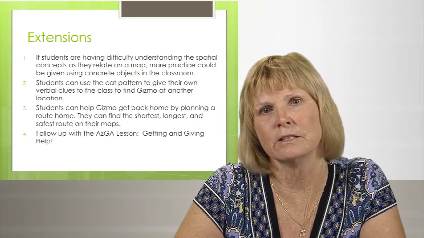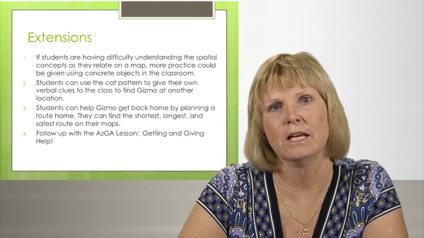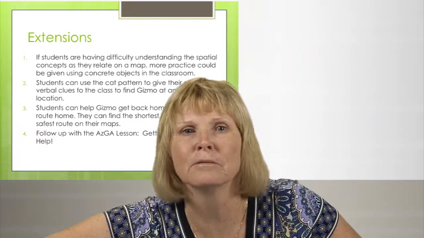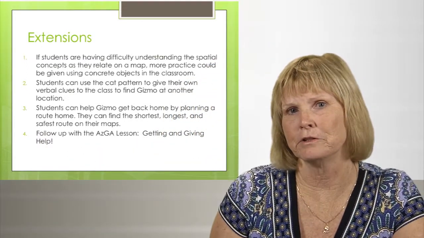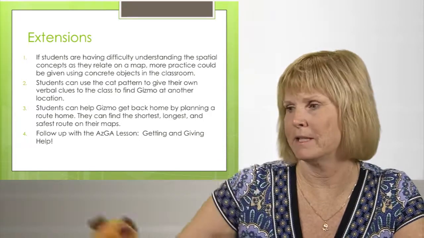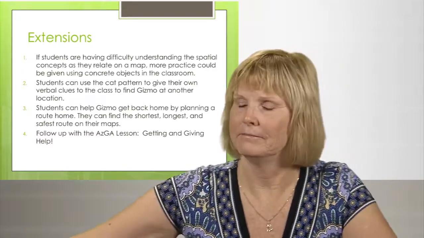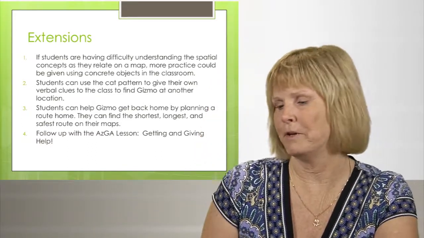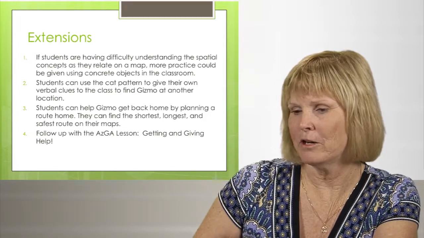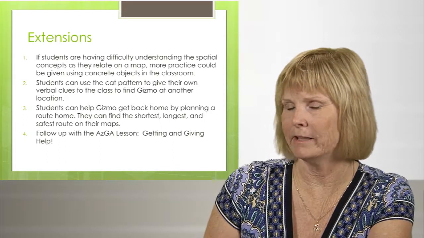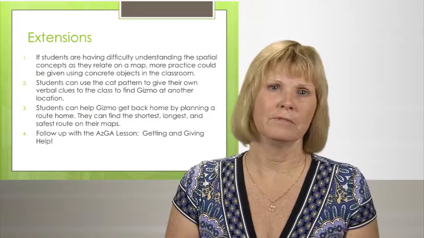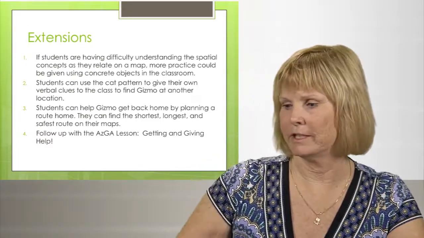There are a lot of extensions that you could do with this lesson. You could have animals that you have placed around your classroom, and the students could practice finding and using their vocabulary to find these lost pets in their classroom. You could also follow up with the lesson that's called Getting and Giving Help. So I hope that you'll be able to use this in your classroom. There are a lot of different things that you could do with it. You can continue on, put 2 maps together, do 1 through 20, a lot of other extensions and ideas for this.